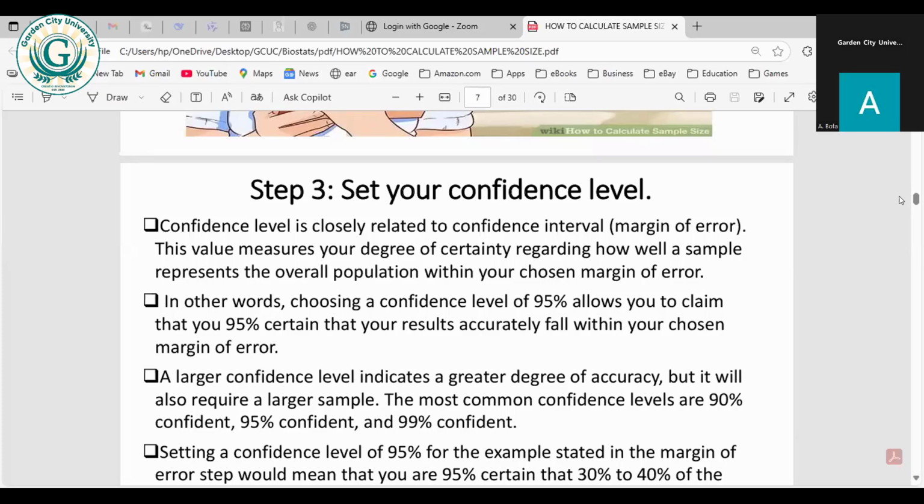So most times you use 95 and 99, especially when you are dealing with health related research. And don't forget, I said that you have to choose your confidence level. Nobody will come and tell you to use this confidence level. You as a researcher, you choose your confidence level. It is up to you to determine it.